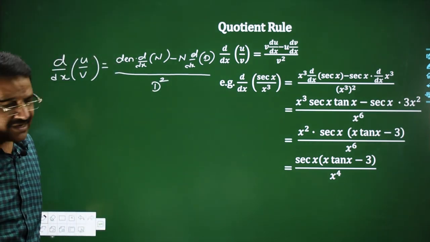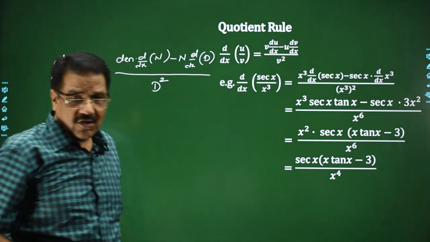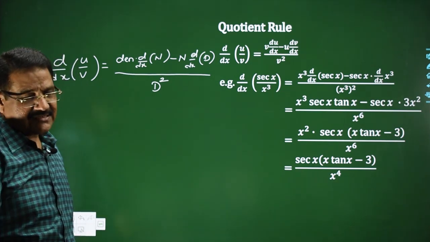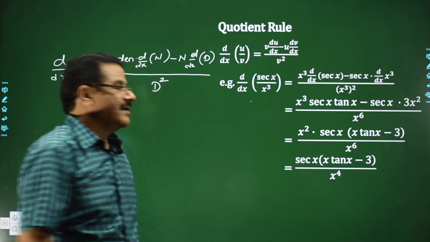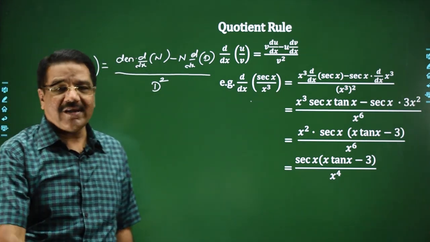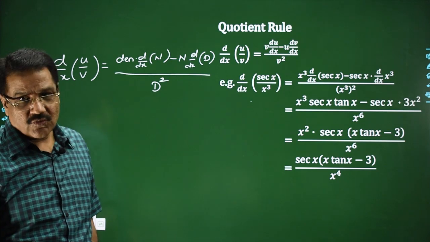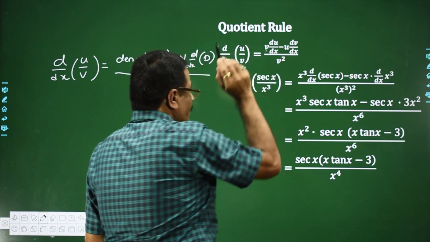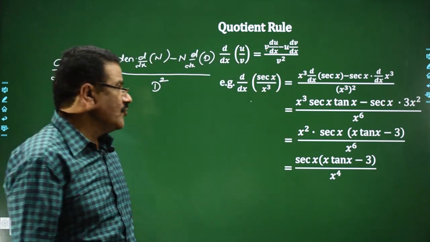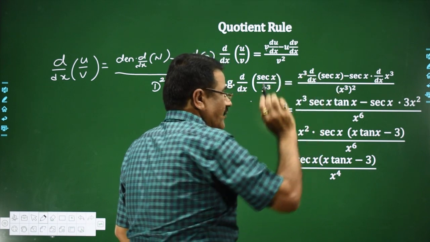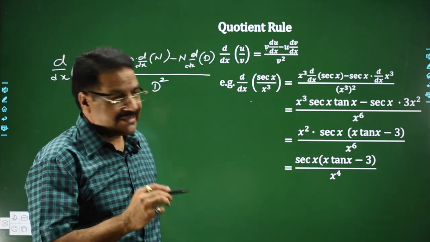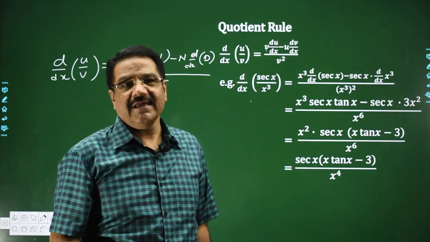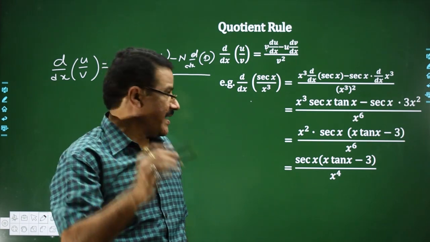You can remember the formula either by remembering u and v, or with the help of denominator and numerator. Let us understand this formula with the help of one example, that is d by dx of sec x upon x cube. So, sec x is acting as u, x cube is acting as v. According to the formula, v into derivative of numerator, so x cube as it is, derivative of sec x, then minus sec x into derivative of x cube, and naturally in the denominator it is the square of the denominator, means x cube square.